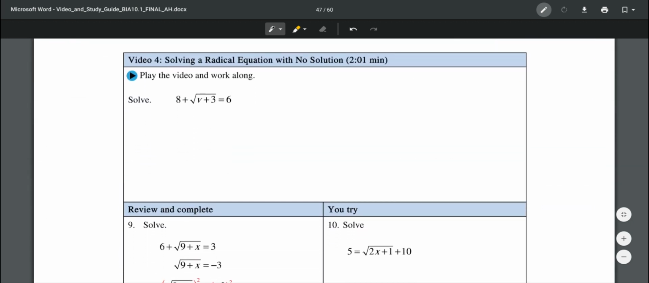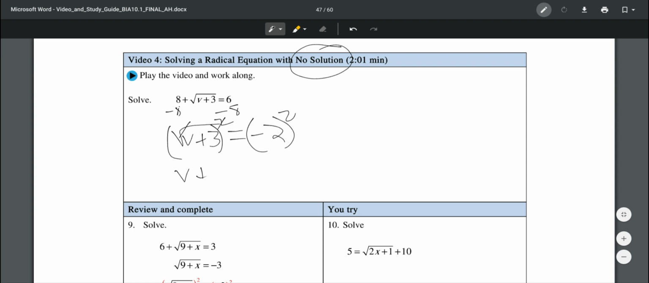Now, here are a few examples where there is no solution. So what we're going to do is the same thing. We have one radical. We're going to subtract 8 from both sides to isolate the radical. That gives me the square root of b plus 3 equals negative 2. When I square both sides, the square cancels the radical. Negative 2 squared is positive 4, not negative 4. And when I subtract 3, I get b equals 1.